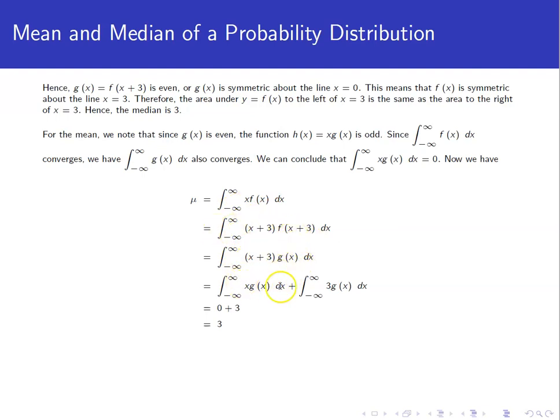Now I can distribute my g of x and break my integral up. We notice that the integral from minus infinity to infinity was 0 for x g of x dx. That's what we were talking about up here for it being an odd function. And if we pull out the 3, this is essentially integrating f of x over the entire real line, which we said was 1. So 3 times 1 will just be 3, and we really do get a mean of 3, like we anticipated.